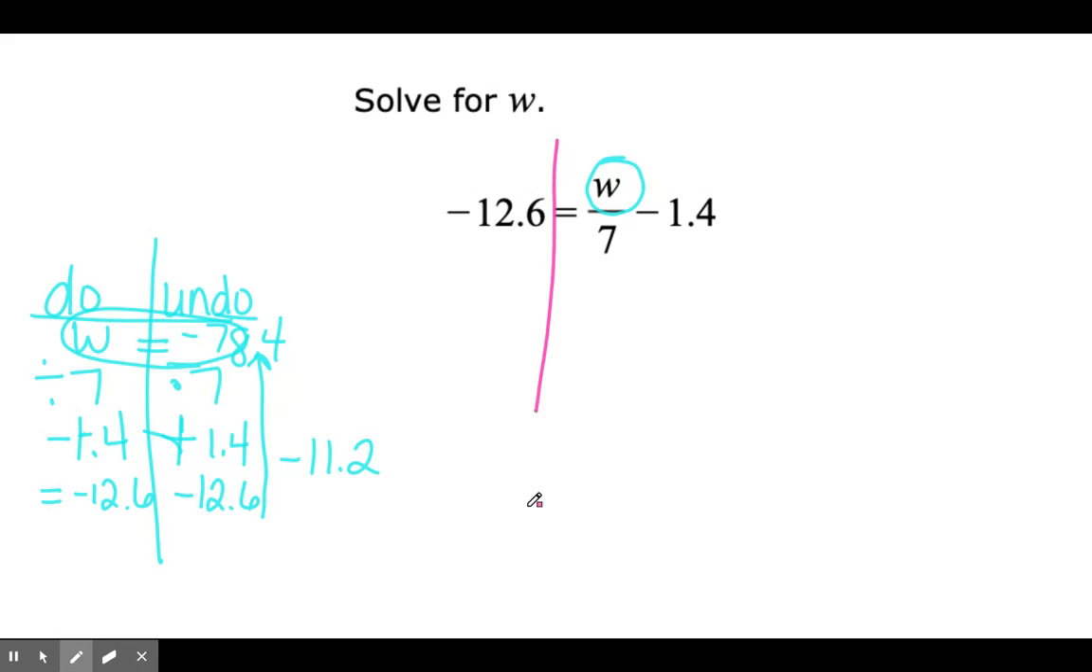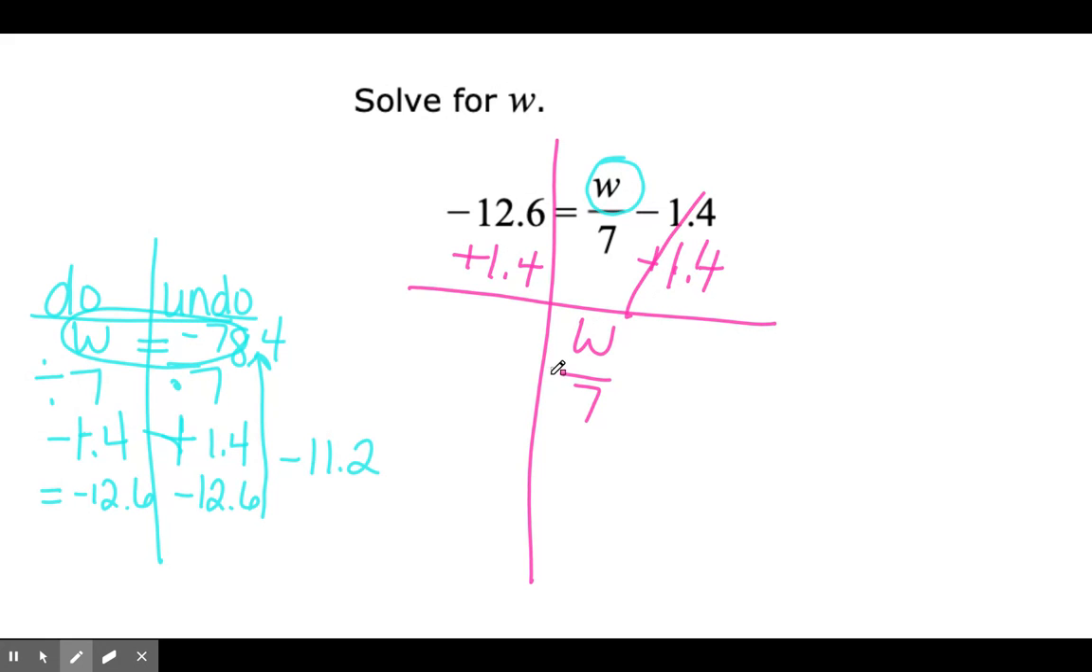So let's look at what this would look like over here. I'm going to draw my line down the middle. I'm going to start by adding 1.4 to both sides. So these cancel, and I'm left with w over 7 equals negative 11.2. And now I'm going to multiply both sides by 7. These 7's cancel because 7 over 7 equals 1. So I'm left with my variable w, and 7 times negative 11.2 is still negative 78.4.